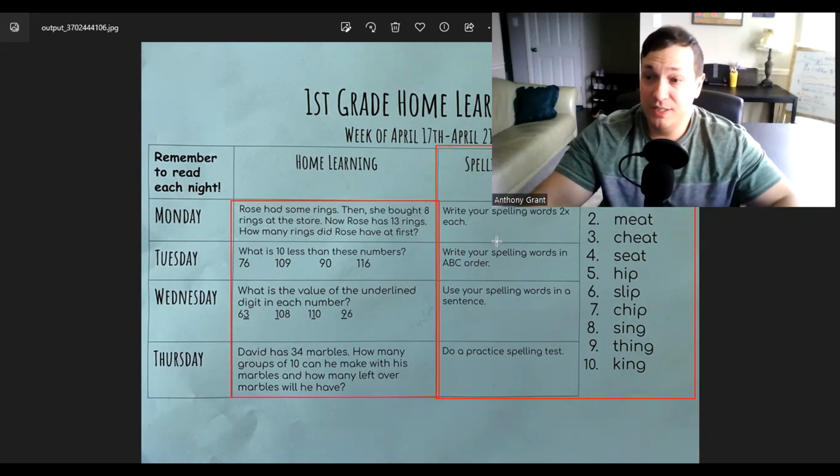So first we're going to start off with spelling words, okay? These are the 10 words for this week. So we have of, meet, cheat, seat, hip, slip, chip, sing, thing, and king.